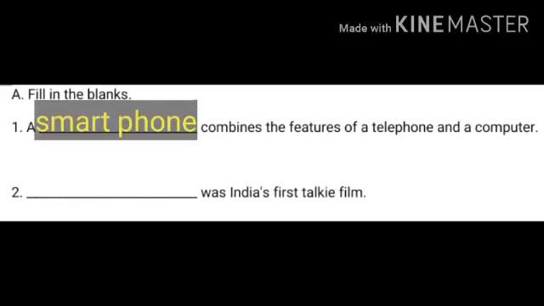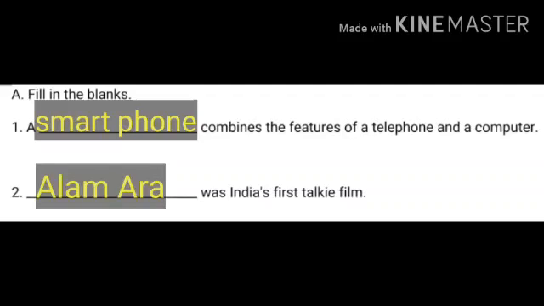Second one. Dash was India's first talkie film. The answer is Alam Ara. Alam Ara was India's first talkie film.